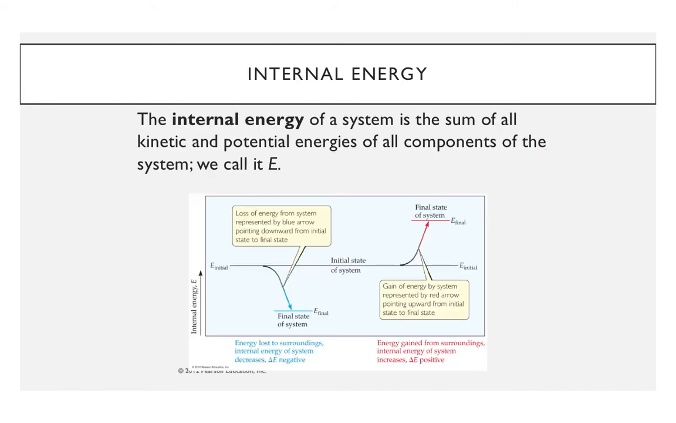So in a chemical system, the kind of energy that often comes into play is what we call internal energy. Okay? This is the sum of all of the kinetic and potential energies of the components of the system. So it's the sum of all the energy that's being stored by the particles moving around, as well as the energy being stored by the bonds and the things holding the particles together. Okay? We call that internal energy E.